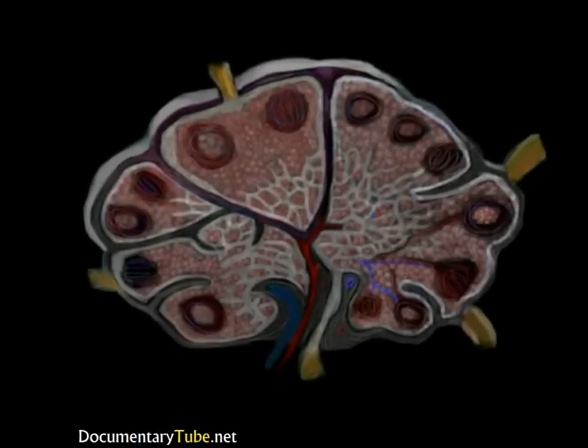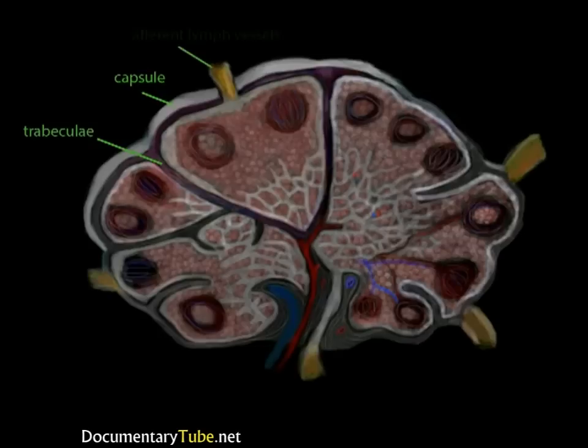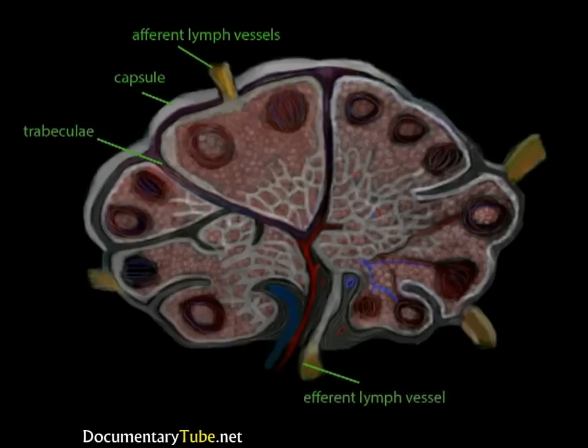The spleen is roughly the size of a clenched fist. Unlike lymph nodes, however, the capsule or outer cover of the spleen contains smooth muscle tissue. Extensions of this capsule, called trabeculae, make up the skeleton of the node. The lymph nodes are fed by several afferent lymph vessels. However, lymph exits through just one efferent lymph vessel. Reticular fibers extend from the trabeculae, forming a net of connective tissue throughout the lymph node.